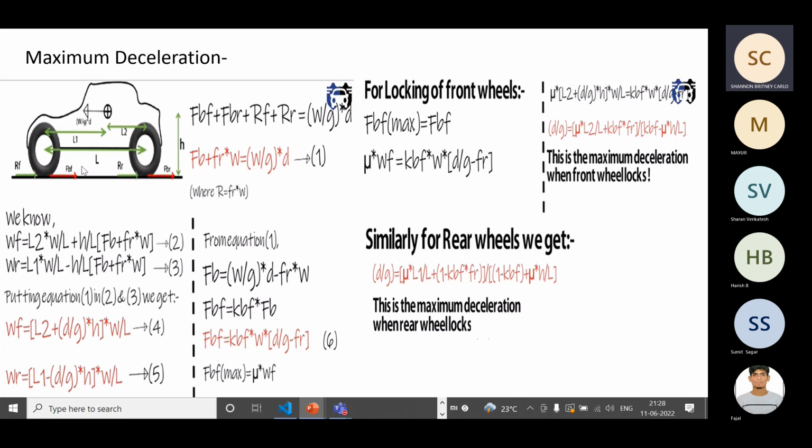Okay, in case of acceleration, it will be traction force. In case of braking, it will be braking force. So this is braking force because of the front wheel, and this is braking force because of the rear wheel, and this is the height of the center of gravity from the ground.